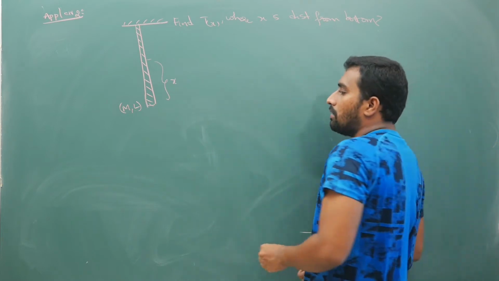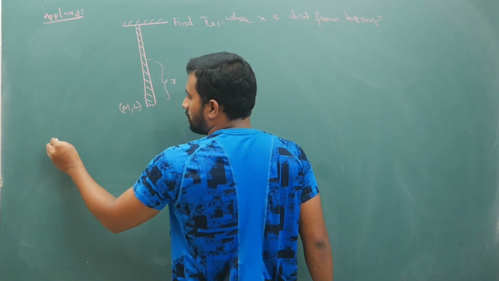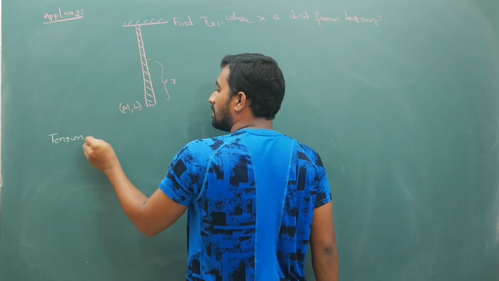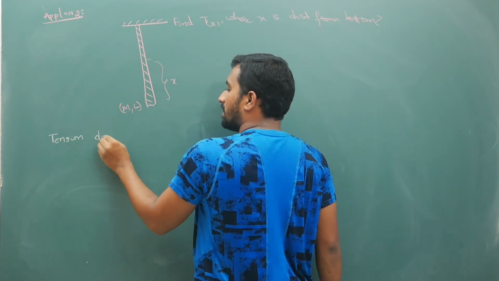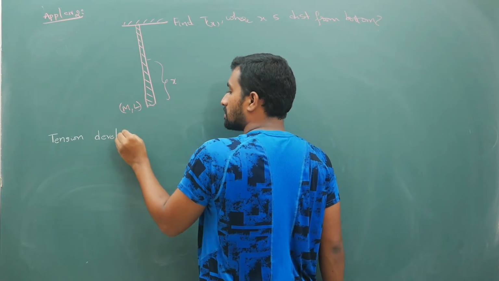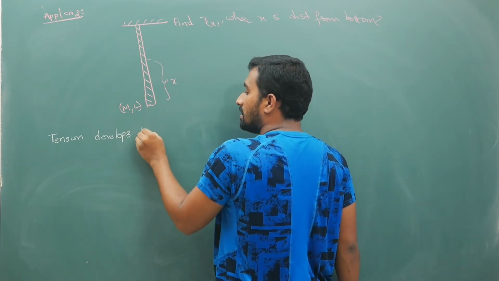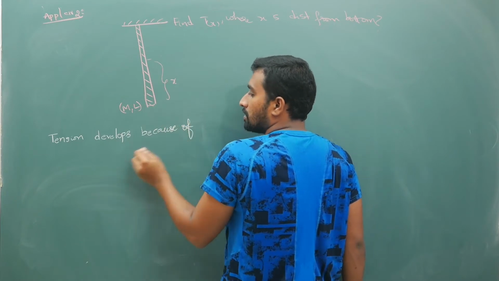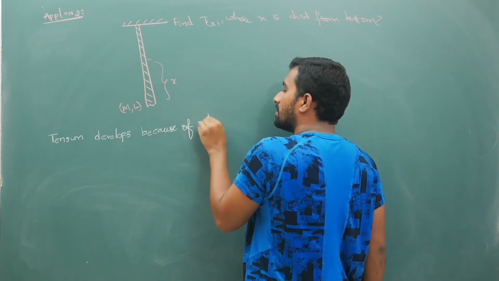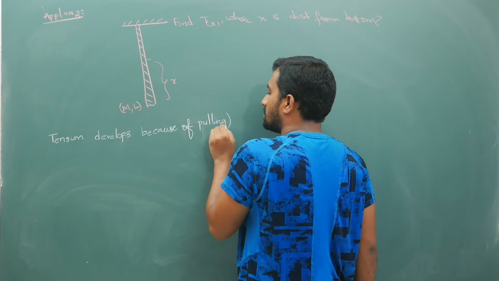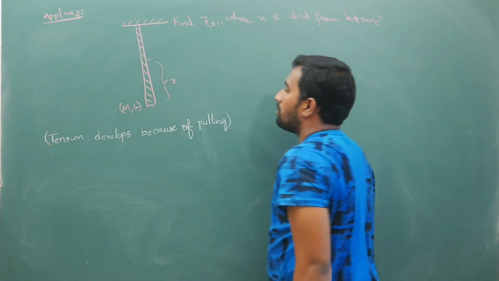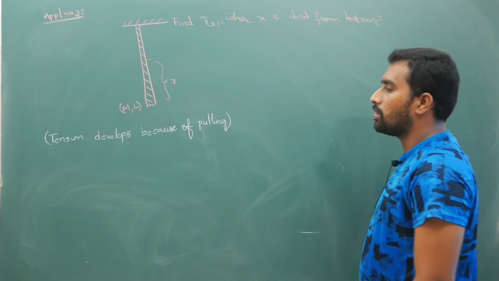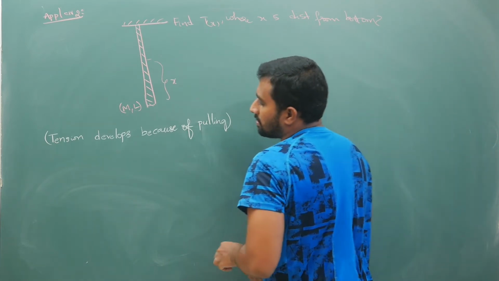From this point, I want you to understand that tension develops. Tension comes is not the correct word; tension develops because of pulling. So because of pulling, tension will develop in the strings. Now because tension is developing because of pulling, so what is that?